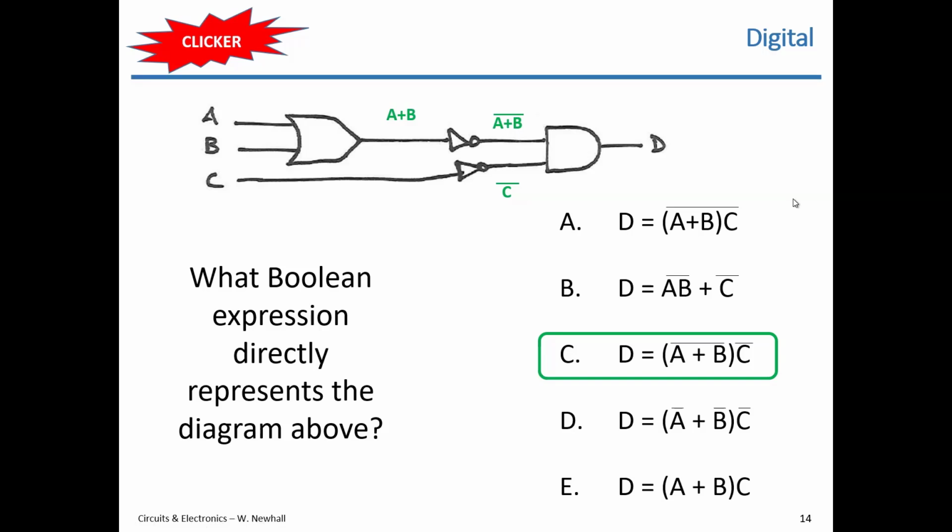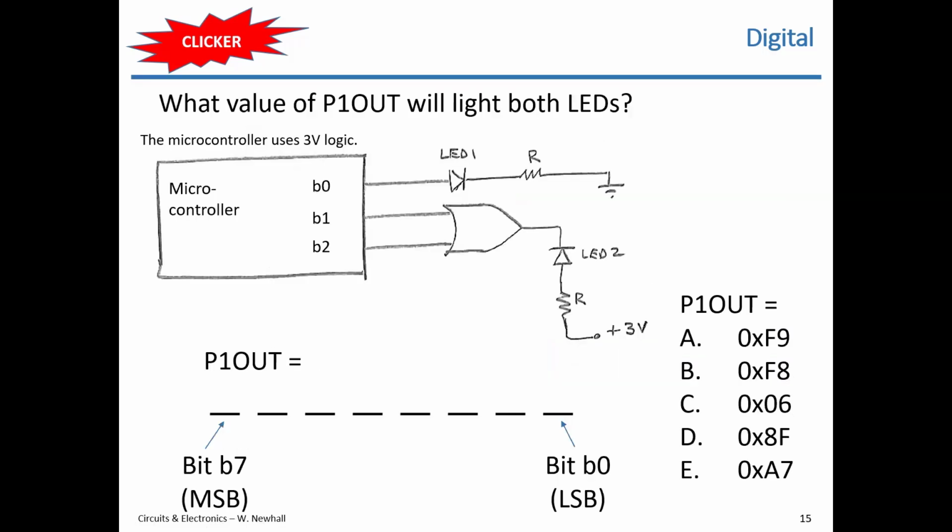Okay. Let's add a microcontroller into the mix. This microcontroller uses 3-volt logic. You have these 3 bits out. You have an LED, another LED. This is the circuit. This P1 out is a byte that is programmed into an 8-bit output port. Bit 0 is over here. Bit 1 is right next to it. Bit 2.